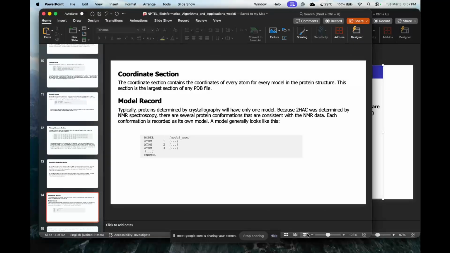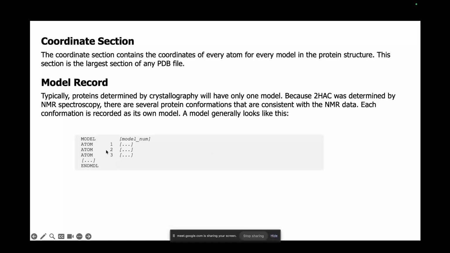So typically, molecules or proteins determined by crystallography will have only one model. In many cases, you can find multiple of these models. This one was determined by NMR spectroscopy, so there are several protein conformations that are consistent with the NMR data.